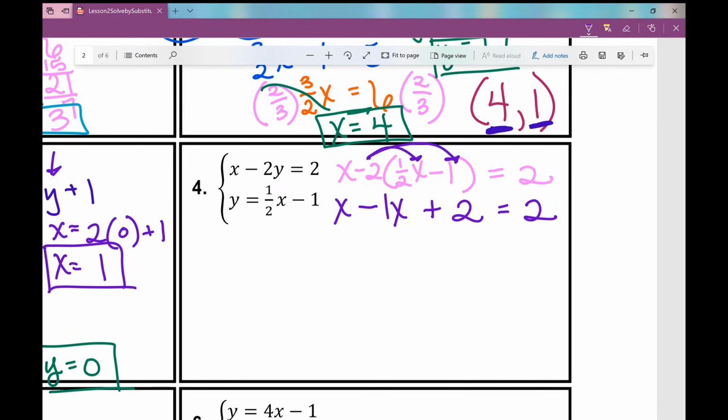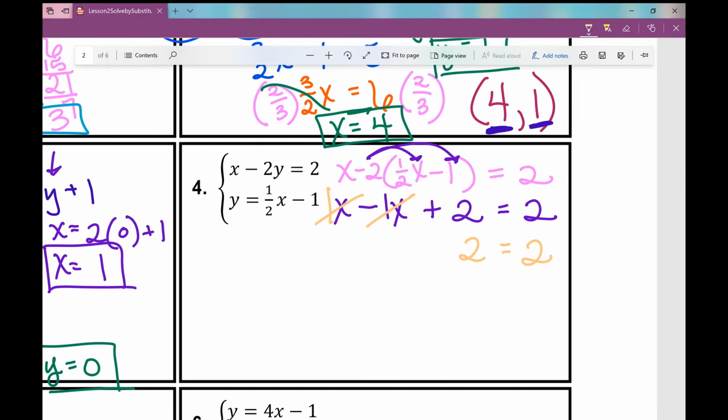And now, wait a second here, what's going on? If I don't see any coefficient, anything in front of a variable, what can I put there? 1. So now if I'm combining like terms, what's 1x minus 1x? 0. They cancel. And now I'm left with 2 equals 2.